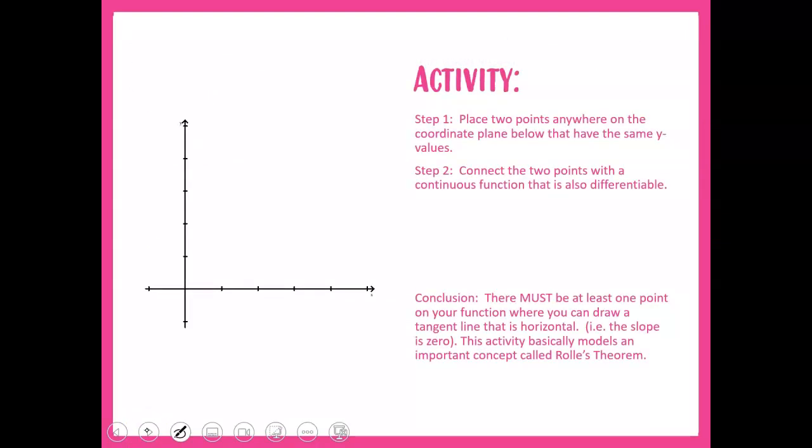Alright, activity 2. We're ready to meet mean value theorem's sister, Rolle's theorem. So Rolle's theorem applies to a particular situation. And that's what we're going to graph. So the particular situation is 2 points on the coordinate plane that have the same y value.